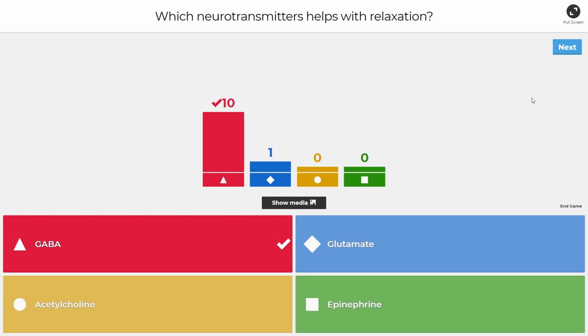Glutamate. Not quite. What does glutamate help with? It's a little ironic then because it's memory. Glutamate helps your memory, right? It helps memory storage. Acetylcholine.